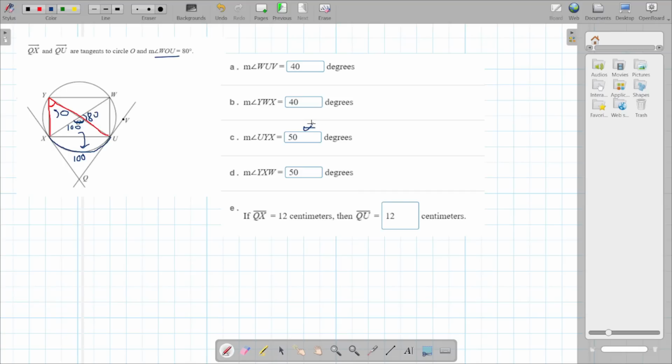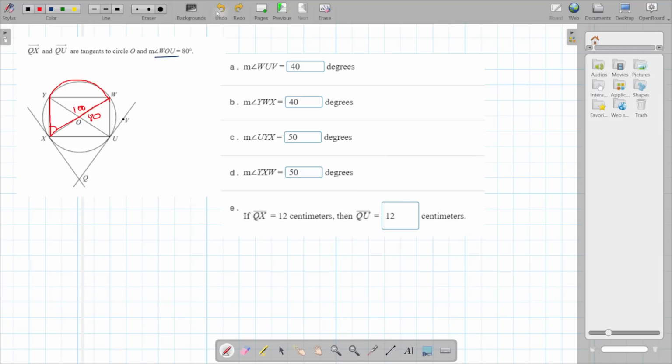Okay, so 50. Now YXW, it's going to be the same thing, right? I can kind of see the pattern they're using here. YXW, yeah, same exact thing. This inscribed angle inscribes this arc, and since this was 80, this was 100. This is 100, half of 100, 50.